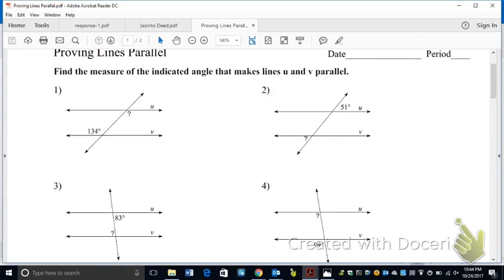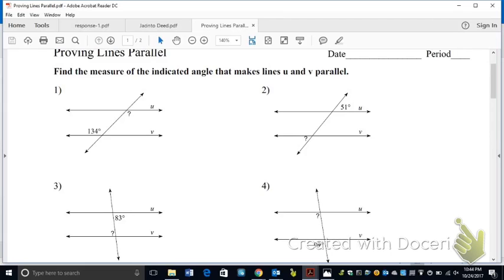Good evening, everybody. I'm working on the Proving Lines Parallel worksheet here. Well, let's get going. So, remember, what we're doing here is we're not saying that the lines are parallel, therefore specific angle pairs have relationships. Okay, so that's what we just did. We just worked on if the lines are parallel, then corresponding angles are congruent, alternate interior angles are congruent, alternate exterior angles are congruent, and same side interior angles are supplementary.